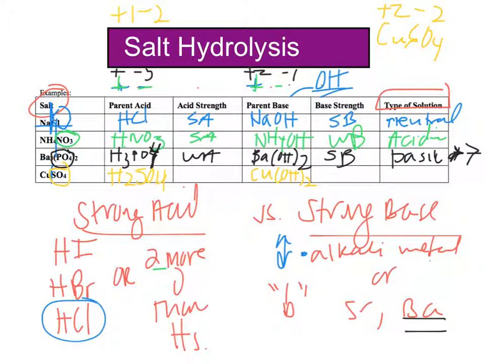And then identify your strengths. So sulfuric acid is a strong acid due to 2 more oxygens than hydrogens. And copper hydroxide is a weak base. Copper is not an alkali metal or strontium or barium. And so this would favor the acidic range.